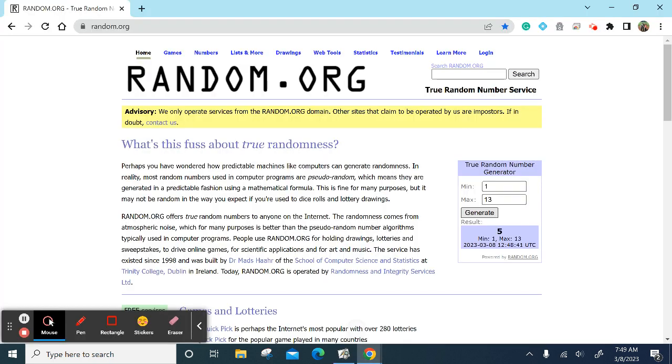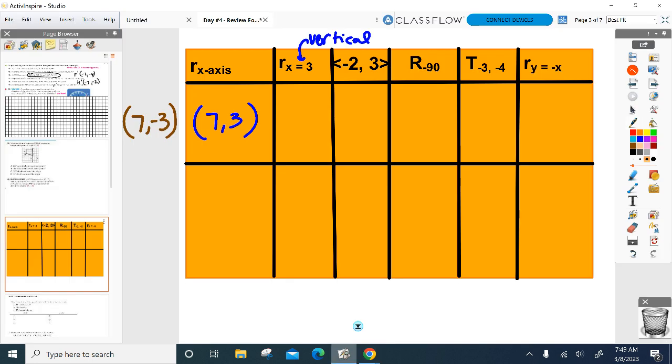All right, where'd you end up when you're ready? I didn't get it. All right, count your coordinates and let me know. Count how far away you are from that vertical line, X equals 3. Go that distance on the other side, and let me know what that point is.